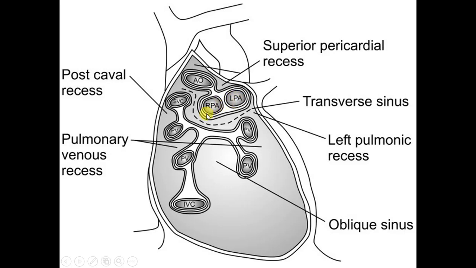pulmonary artery, right pulmonary artery, and the inflow tract, that is the superior vena cava, pulmonary veins, and inferior vena cava posteriorly, but here mainly the superior vena cava and pulmonary veins, right upper pulmonary vein, here lying the transverse sinus. And here below we can see the inferior vena cava, pulmonary veins, two inferior pulmonary veins.